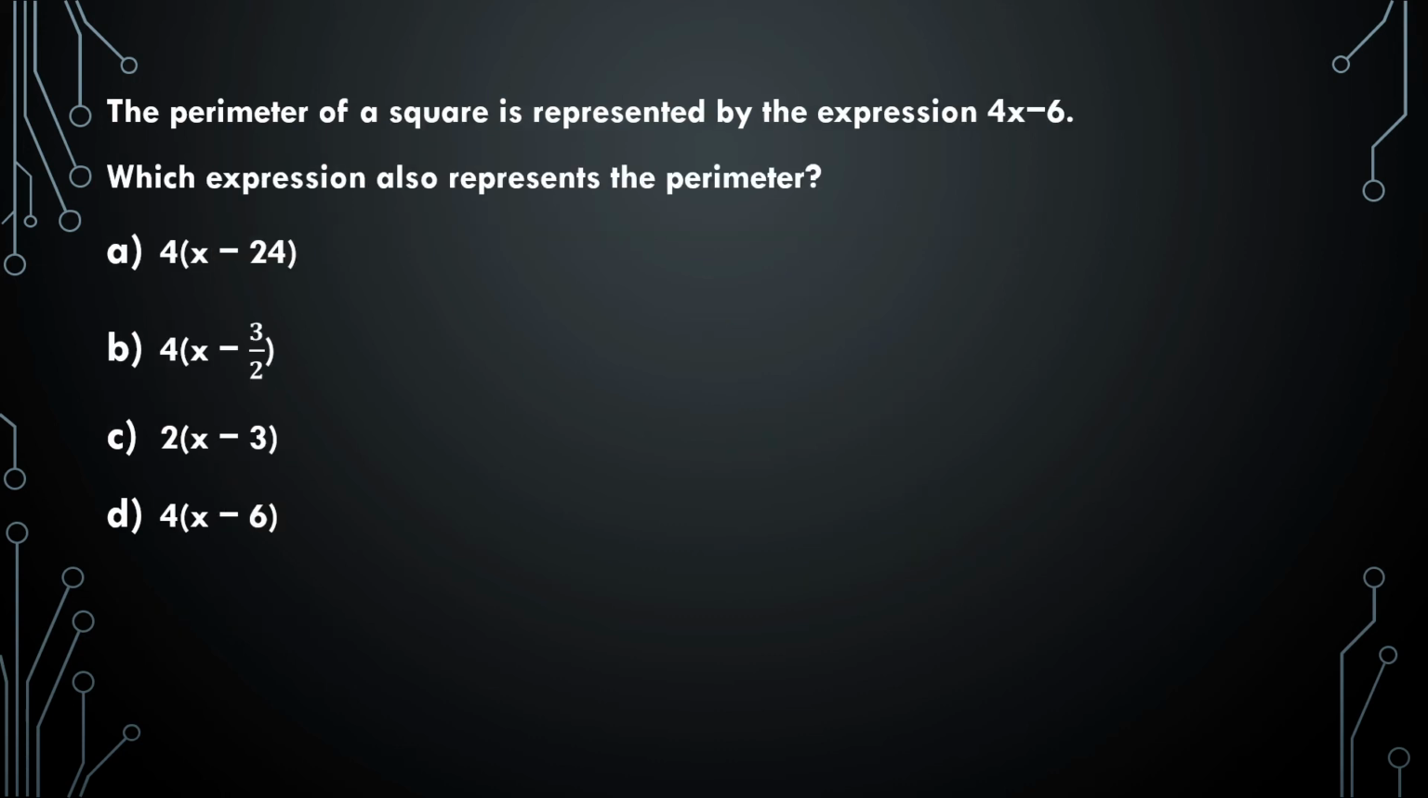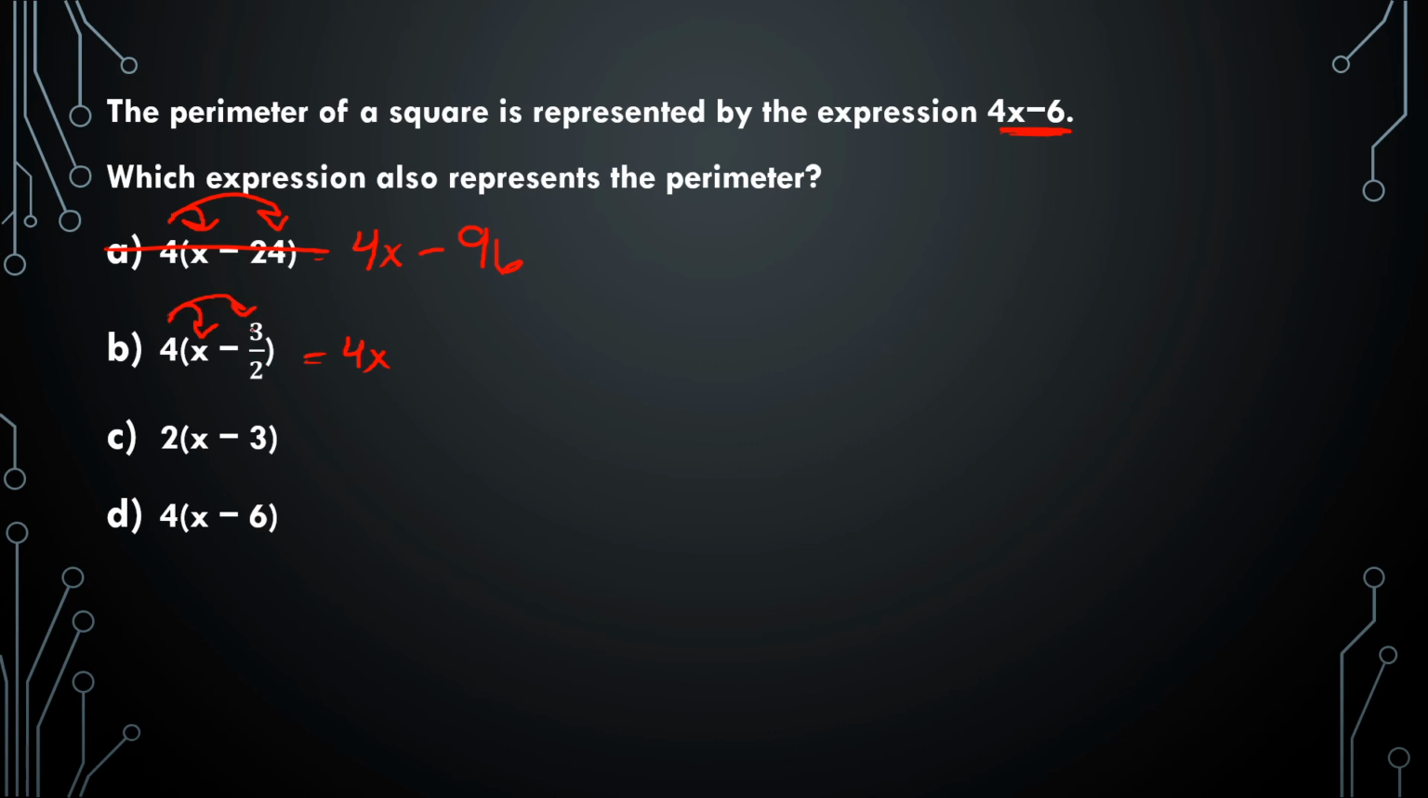Our next question says that the perimeter of a square is represented by the expression 4x minus 6, which expression also represents the perimeter. So here, I need to see which one of these, when I distribute, gives me this answer up here. Okay, so if I look at A, 4 times x is 4x. 4 times 24 is going to be 96. That is not correct. Let's look at B.